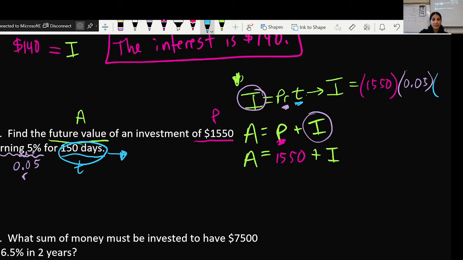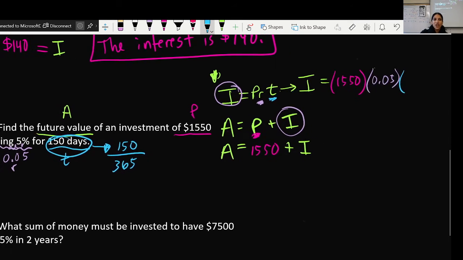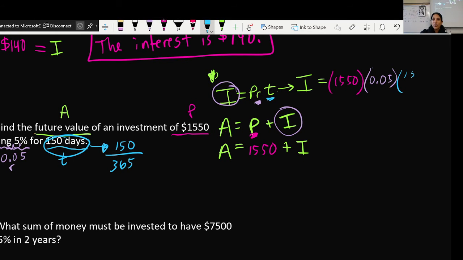Does everybody see there's 150 days, but we want to know this in terms of years. So how many days in a year? 365, so that's why we're dividing by 365. Does that make sense to everybody? So I could punch that into my calculator, or to show you where we're getting this from and to make it super clear, I'm just going to write it like this. Are we good with that so far?